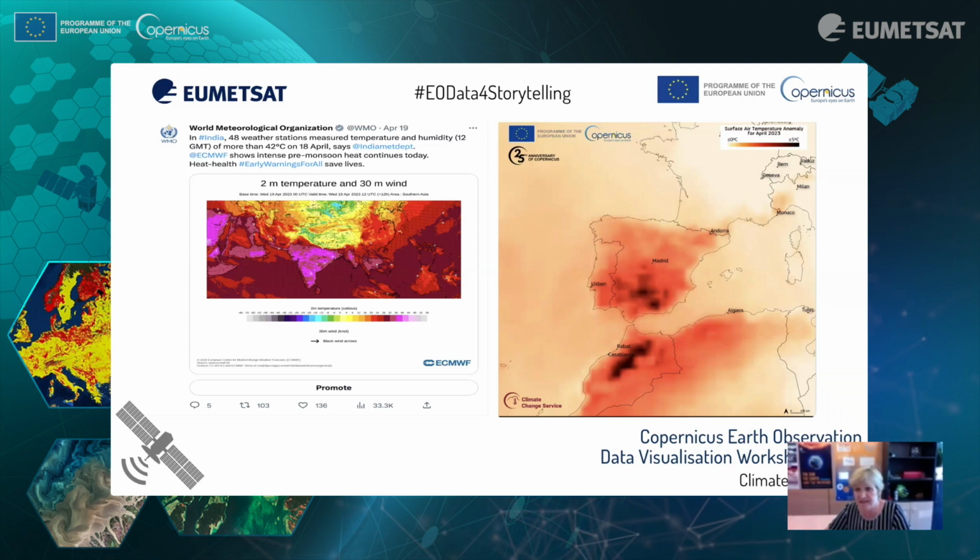Likewise, the slide on the right was when Spain, the Iberian Peninsula, and North Africa had a very bad heat wave. Again, we use the Copernicus material there.